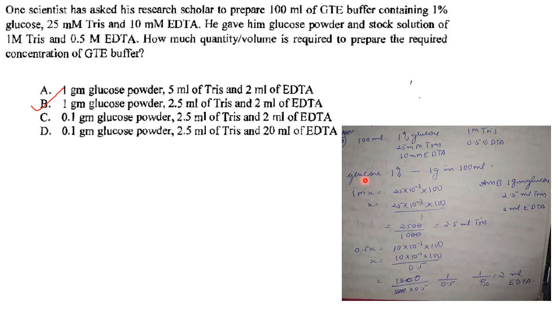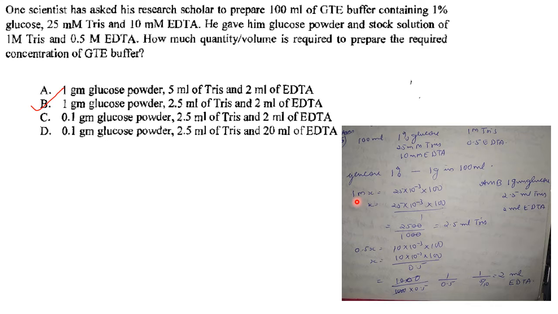So glucose, he has given the powder itself. So 1% is 1 gram in 100 ml. So for 100 ml you can take 1 gram glucose powder. Okay. So that is for preparing 100 ml of GTE buffer, you can take 1 gram of glucose. You can weigh and take.